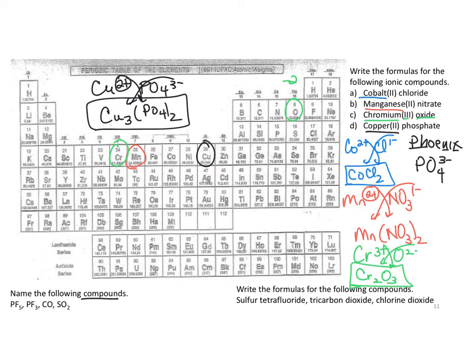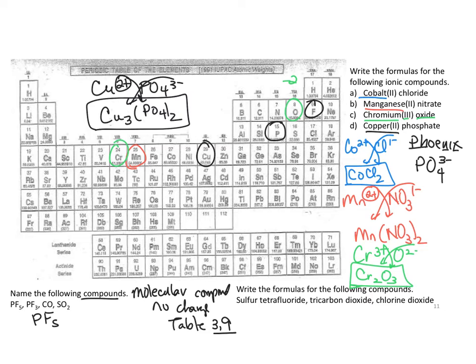Name the following compounds. Okay, this is PF5. These are nonmetals. So you see how phosphorus is a nonmetal and the fluorine is a nonmetal. So these are molecular compounds. And remember I said no charges. So if you look in your book for naming molecular compounds, and we don't do charges, we have to use prefixes. And so your prefixes are table 3.9.